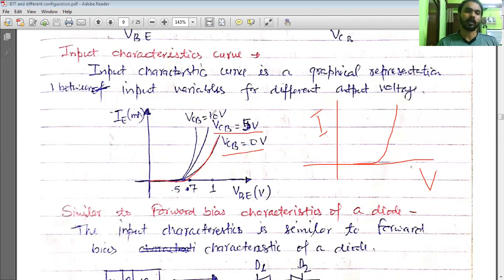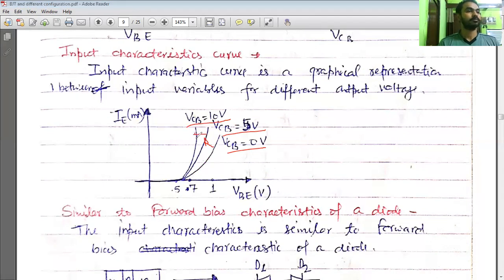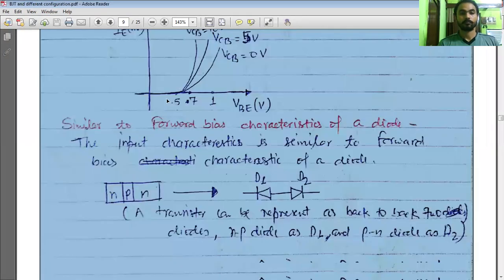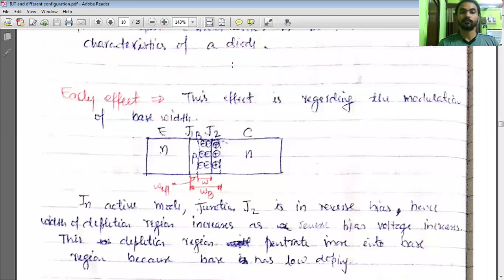Basically, these are all the same characteristic curve, but now we have to analyze why, when we are increasing the output voltage, there is a shift. When we are increasing VCB from 0 volt to 5 volt to 10 volt, why is this curve shifting here? Very good. This can be explained by the early effect. So we'll see what the early effect is.